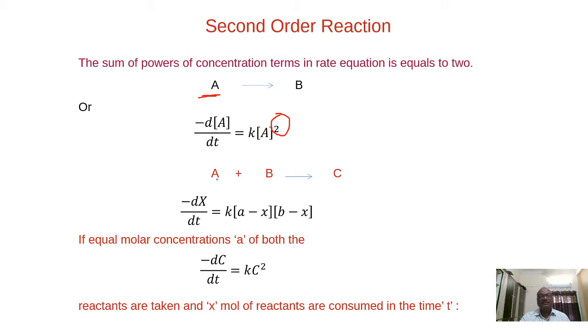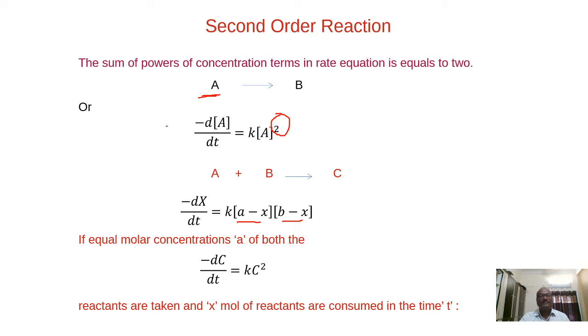If x concentration of A participates in the reaction in a definite time interval, in the same time x mole per liter of B will participate in the reaction, since their number of moles are equal, that is 1:1. So we can write the rate equation as dx/dt is equal to k(a minus x)(b minus x). Remember, a minus x is the concentration of A at time t, and b minus x is the concentration of B at time t.